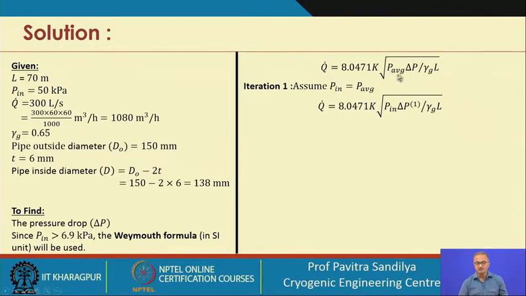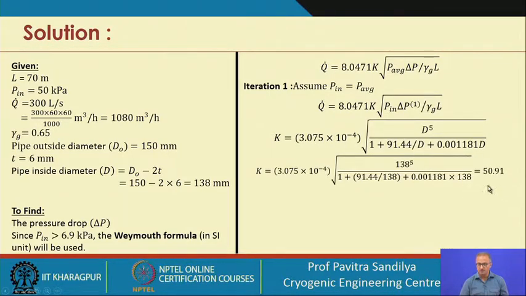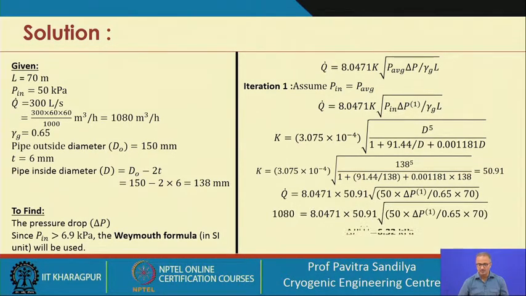So, we replace this P average by P in, and we find the first estimate of delta P by plugging in the values of the volumetric flow rate and everything, and we find the K from this particular expression. We find the value of K to be 50.91, and we plug in the values and estimate the delta P1 value to be 6.32. Now, once we get delta P1, we subtract it from P in to find the P outlet.